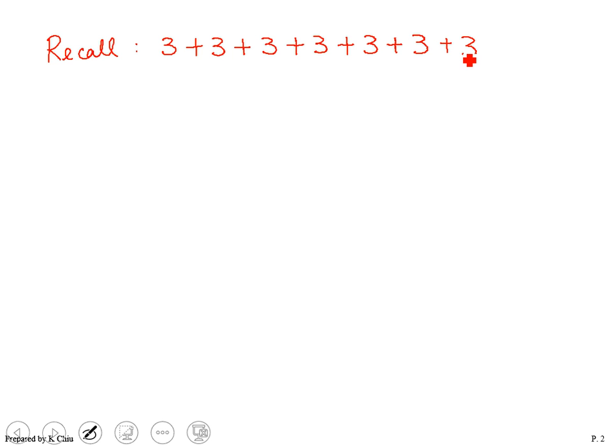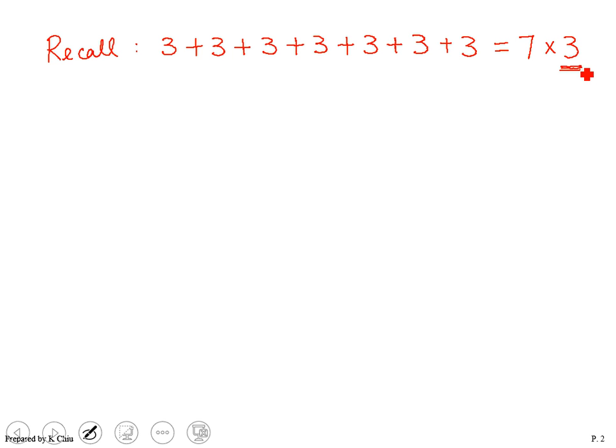Is there any better way to express something like this instead of saying 3 plus 3 plus 3 plus 3 like that? We can express this as 7 times 3. That is indeed the beginning of multiplication. We have 7 of these add up together.